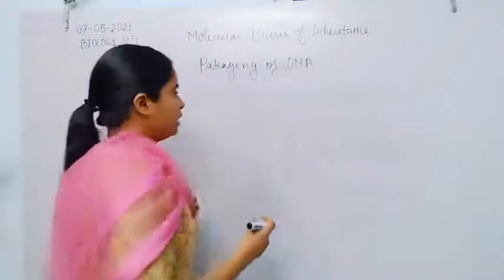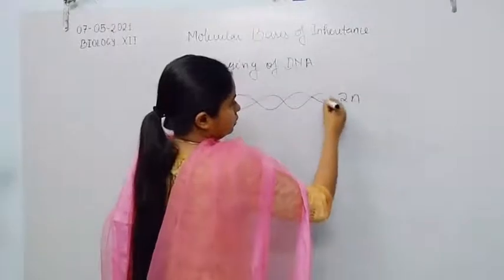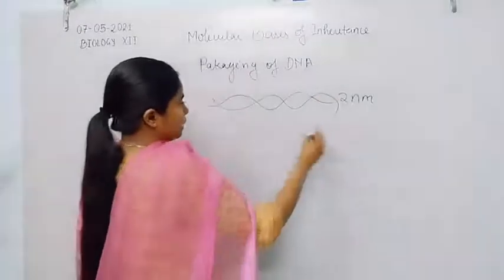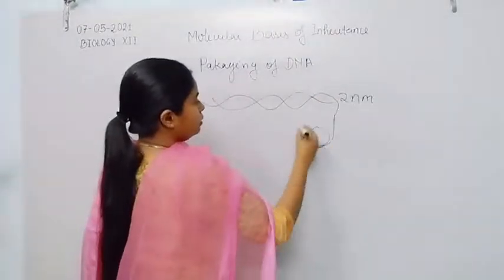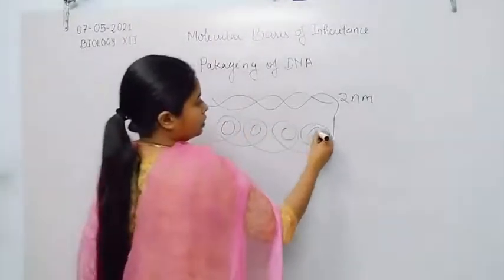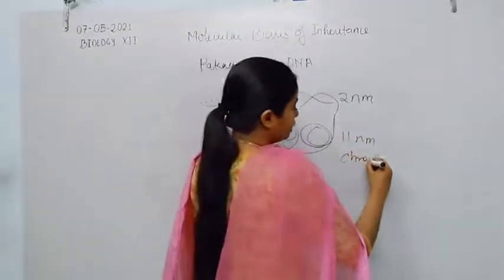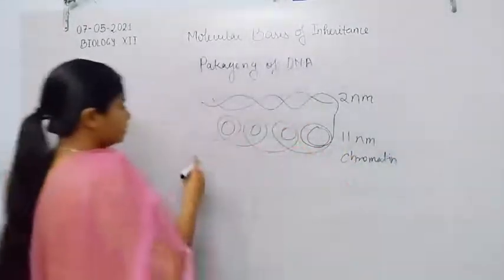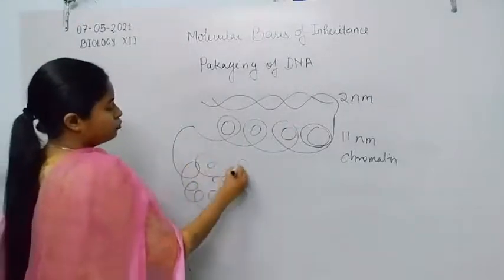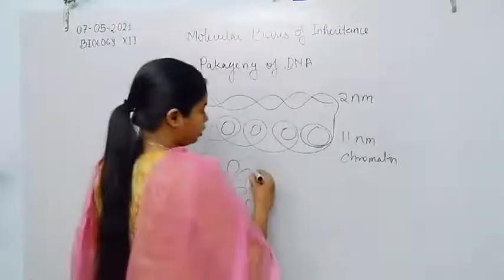Now in the packaging of DNA, we already know the double helical structure, whose width is 2 nanometers. When it wraps around the nucleosome, it is converted into the 11 nanometer structure, that is chromatin. Here is the chromatin fiber, which becomes condensed once again to form the solenoid structure. Here is the solenoid structure of the DNA molecule.